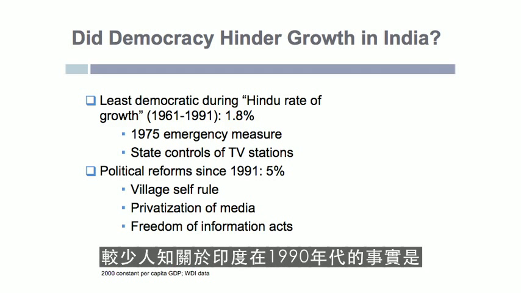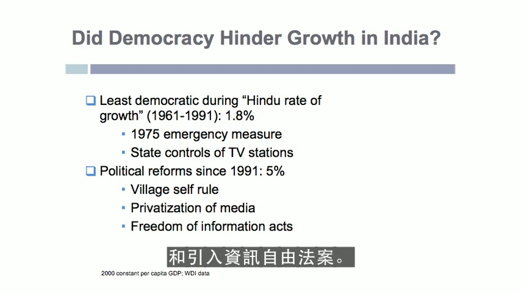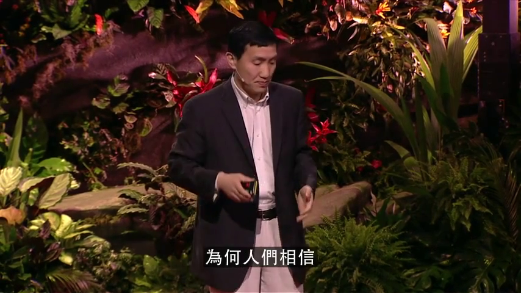A little-known fact about India in the 1990s is that the country not only has undertaken economic reforms, the country has also undertaken political reforms by introducing village self-rule, privatization of media, and introducing Freedom of Information Acts. So the dynamic perspective fits both with China and in India in terms of the direction.